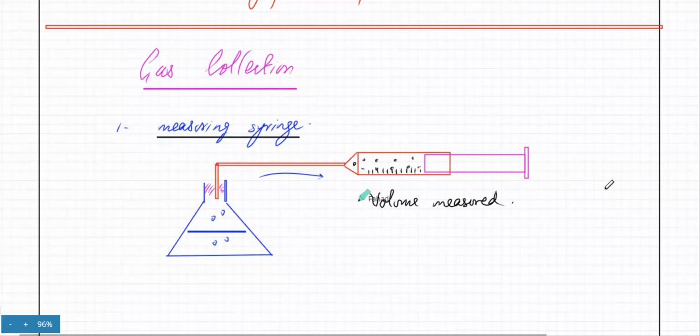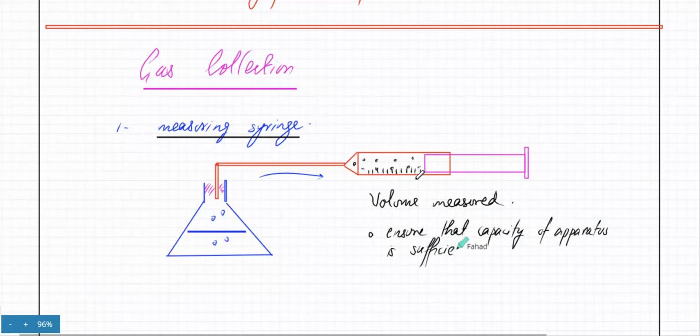But what needs to be taken care of? There are a few things that have to be taken care of. Ensure that the capacity of the apparatus is sufficient. If, let's say, 200 cm³ of gas is coming and this syringe is 100 cm³, the syringe will break and the whole apparatus would explode because there is no space. So ensure that the capacity of the apparatus is sufficient so it can collect gases. That's number one.